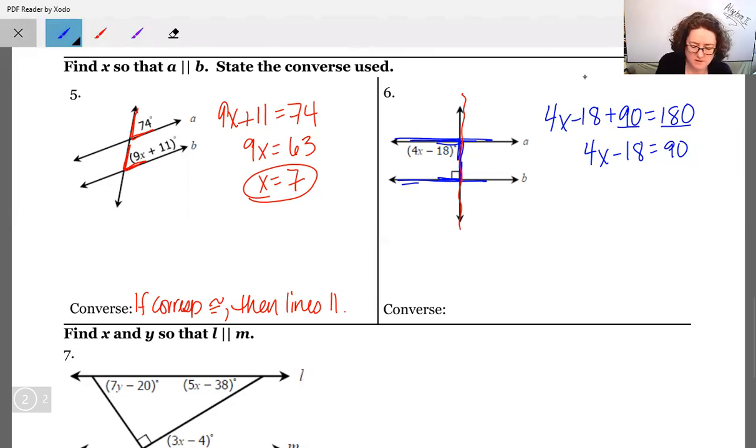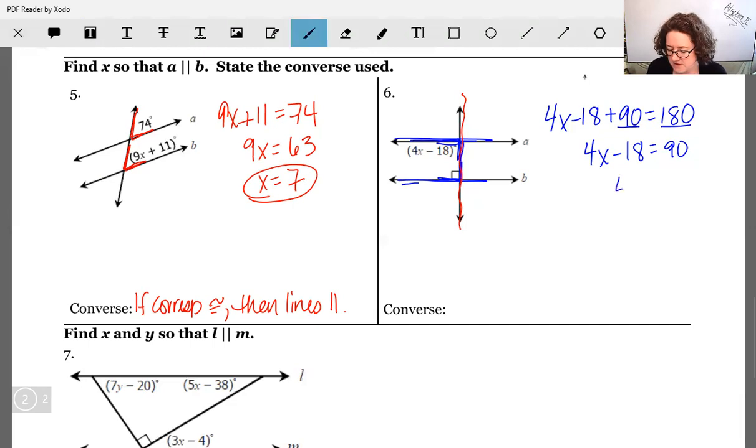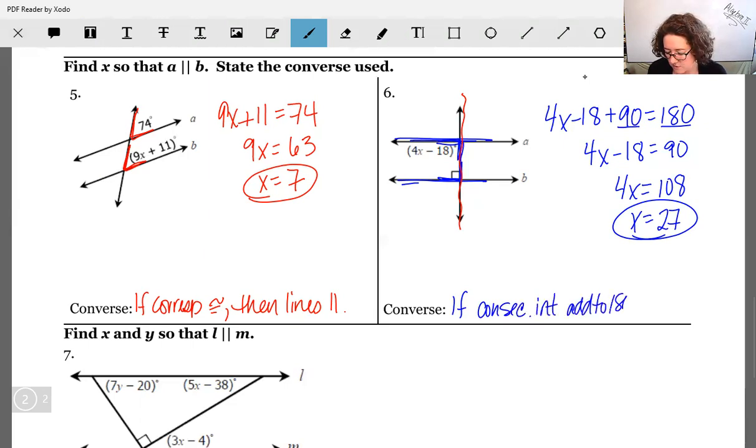So we can still do our work the same way. Let's go ahead and add 18 to both sides. That's going to give me a 108. And then divide both sides by 4. We get x equals 27. So the converse technically that we used: if consecutive interior angles add to 180 or are supplementary, but that's not going to fit, then lines are parallel. Okay, so number 7, last example, a little bit of a challenge problem.